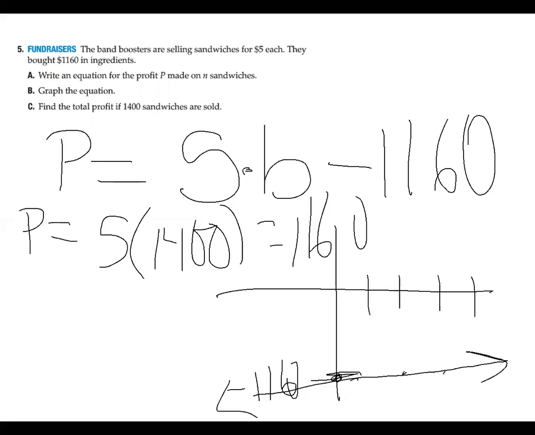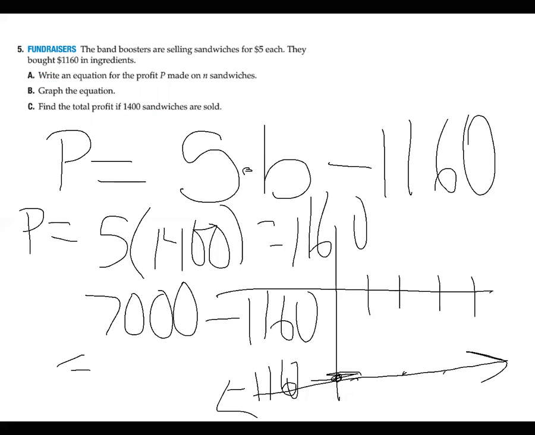So 5 times 1,400 is 7,000, minus 1,160, which would give you 5,840. In this context, it's profit, so it stands for money. So they would make $5,840.